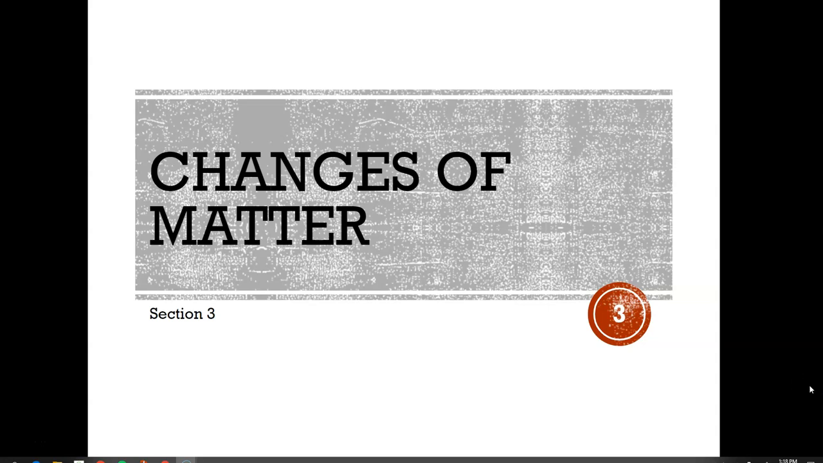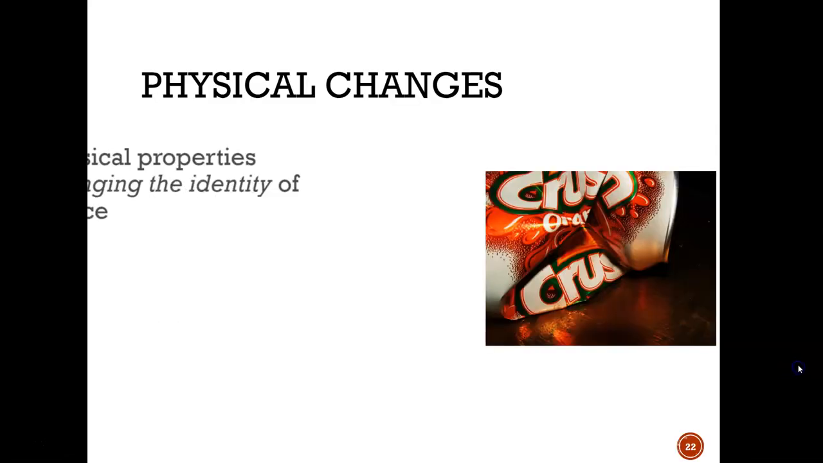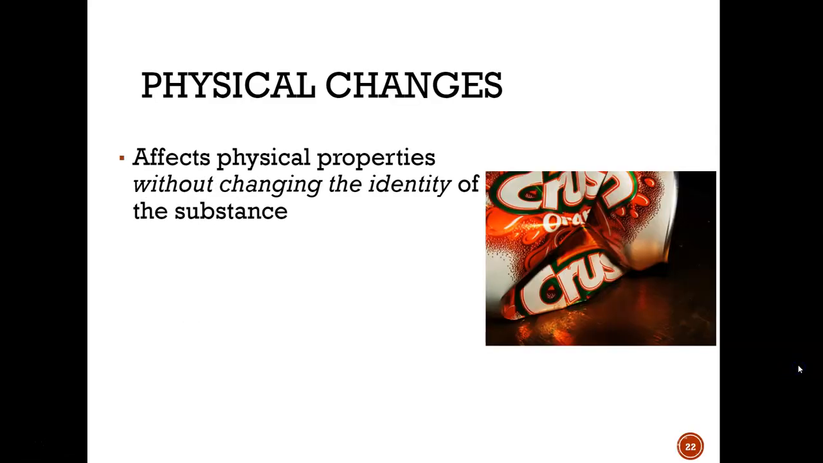Chapter 2, Section 3. We're going to talk about changes of matter. Physical changes are ones that affect the physical properties without changing the identity of the substance. So for example here, crushing this can, that's a physical change. That's something that could be undone. It didn't change the identity of the can.